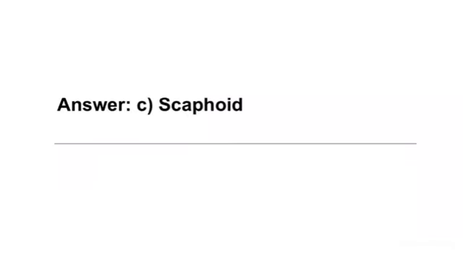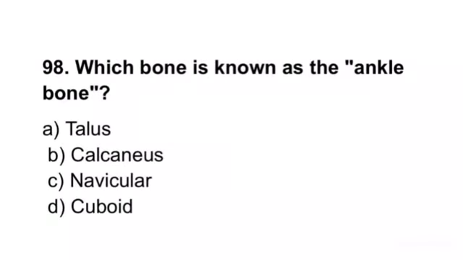98. Which bone is known as the ankle bone? A. Talus. B. Calcaneus. C. Navicular. D. Cuboid. Answer, A. Talus.